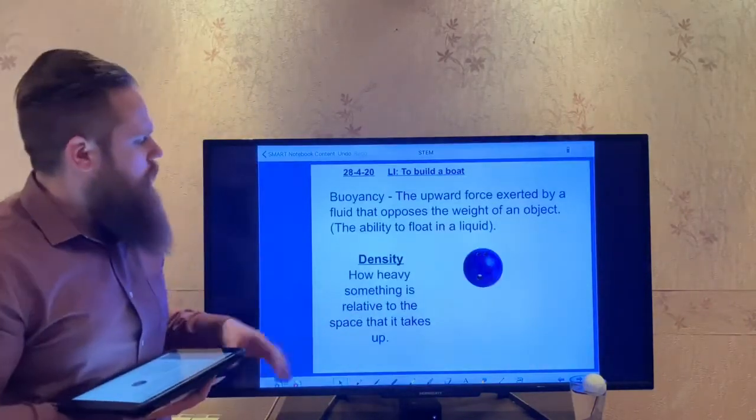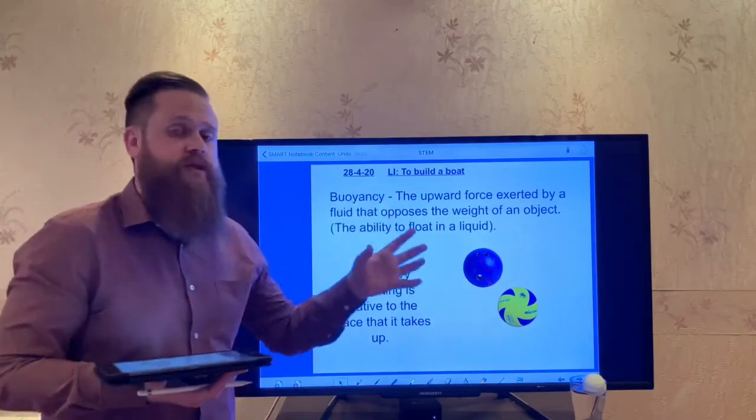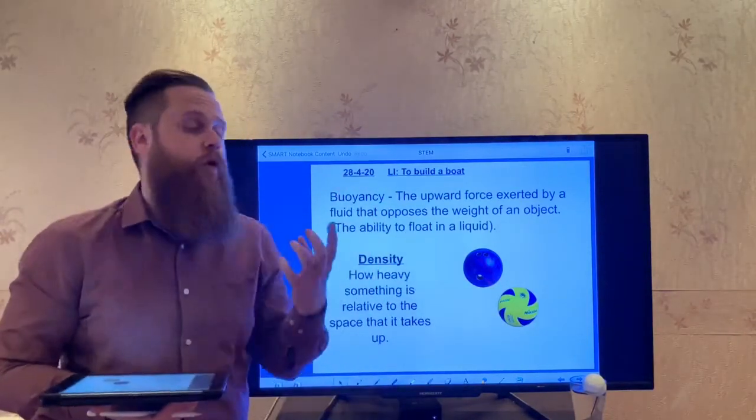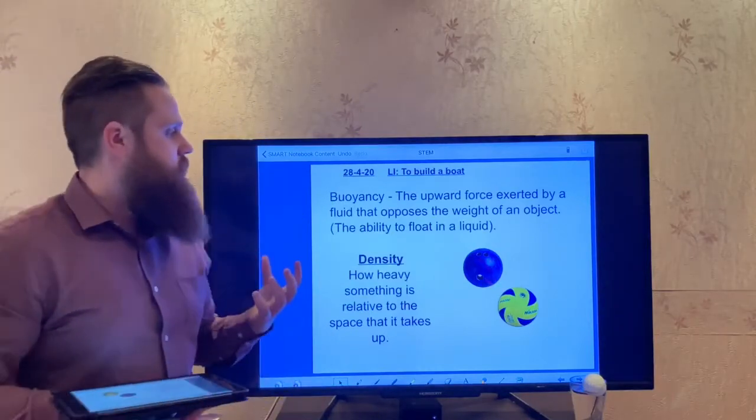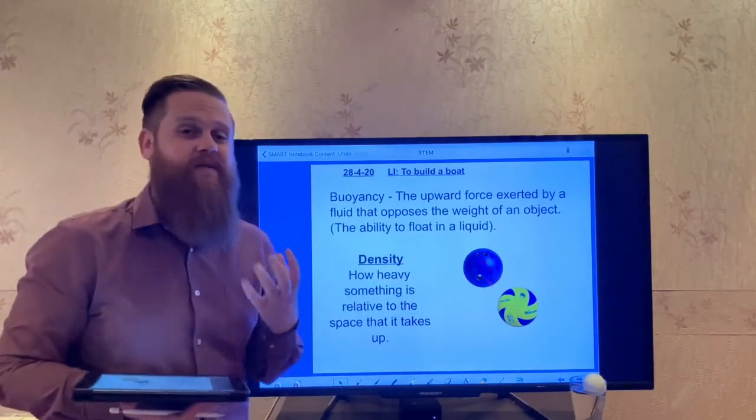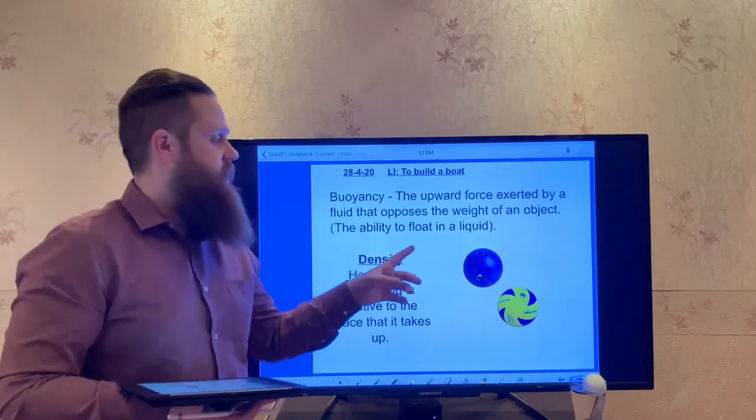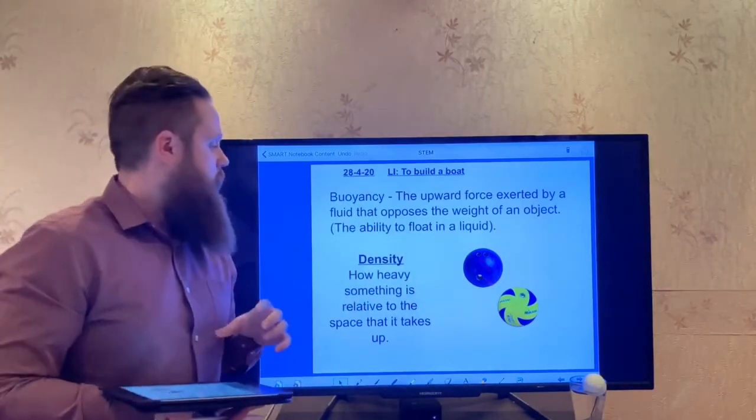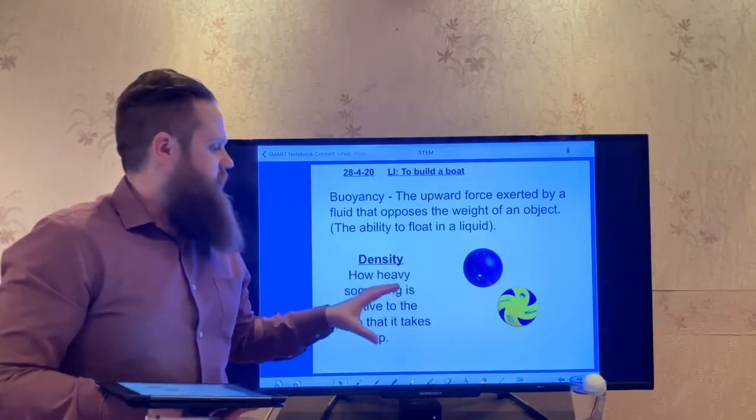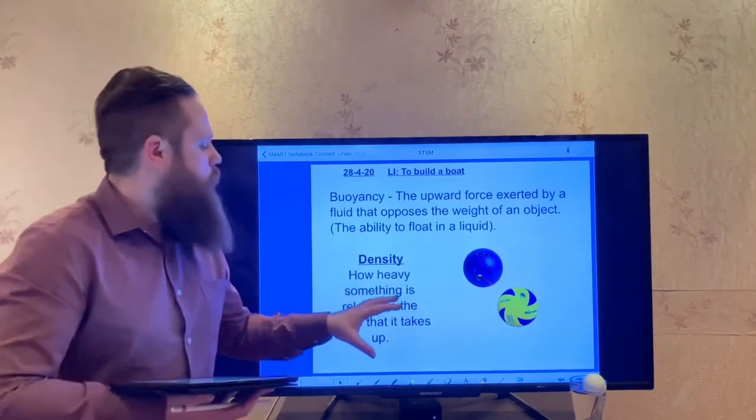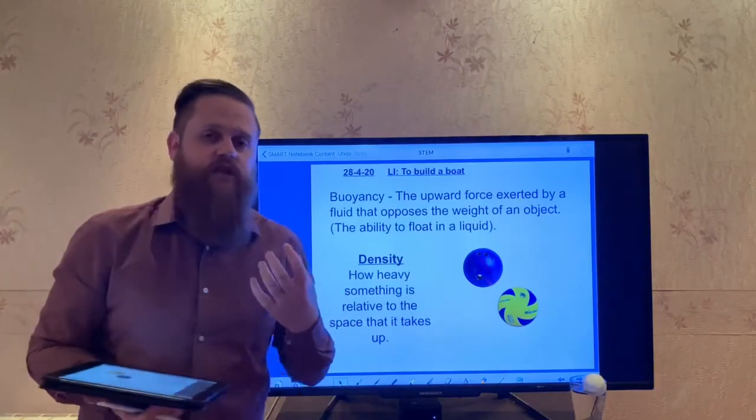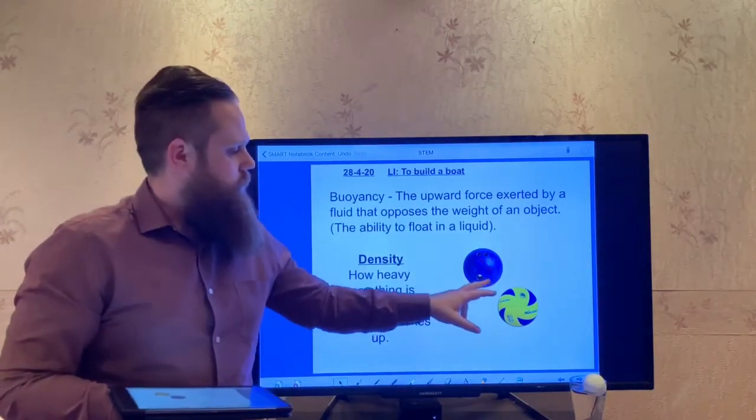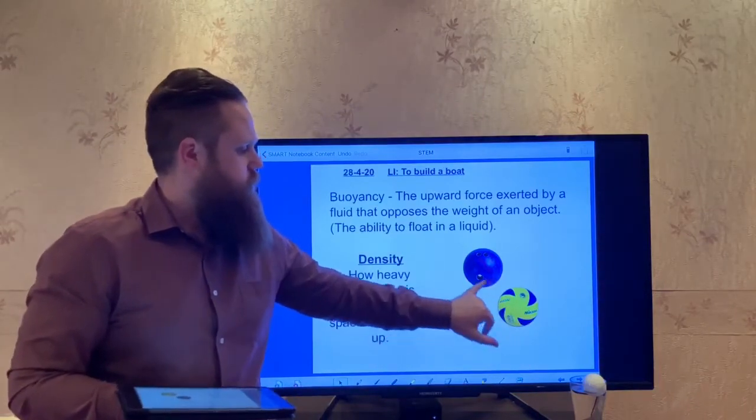One of the key things here to look at is buoyancy. Buoyancy is the scientific name for the upward force that is exerted by a fluid that opposes the weight of an object. Very simply, that's the ability to float in a liquid. If something is buoyant, it can float in a liquid. And this is to do with density. That's the first part of this: density, and how heavy something is relative to the space that it takes up.